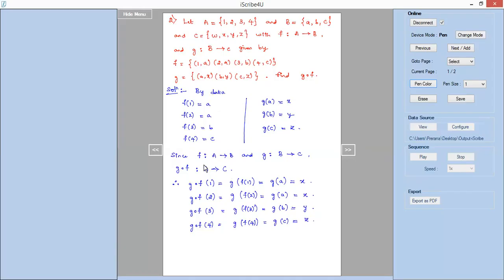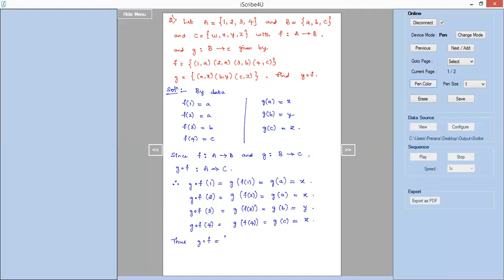So on all the elements of the set A, we are applying G composition F, and the resultant values will be, or the elements will be from the set C. So we have obtained the values. Thus we will conclude what is G composition F then.